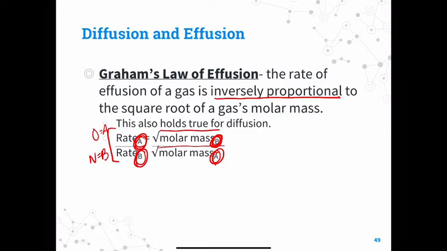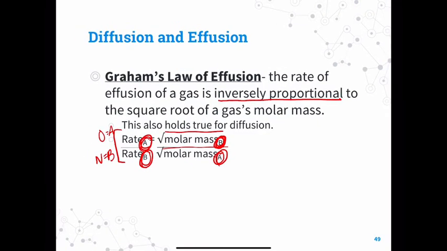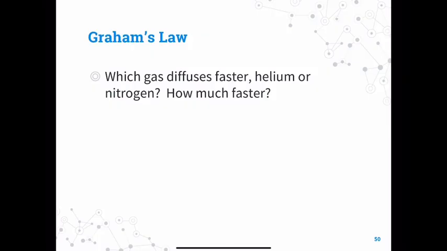So let's look at a problem to practice this, and I didn't give you very many of these problems. I'm not sure why I didn't on our practice, so I apologize for that, but you have some to practice today. So which gas diffuses faster, helium or nitrogen? So first we have to remember that helium and then nitrogen, alphabetical order. So we're going to call helium A and nitrogen B, okay?